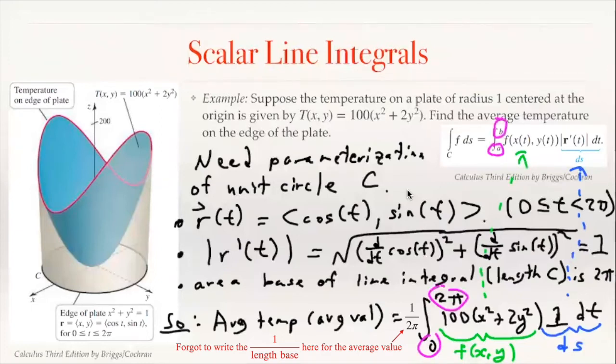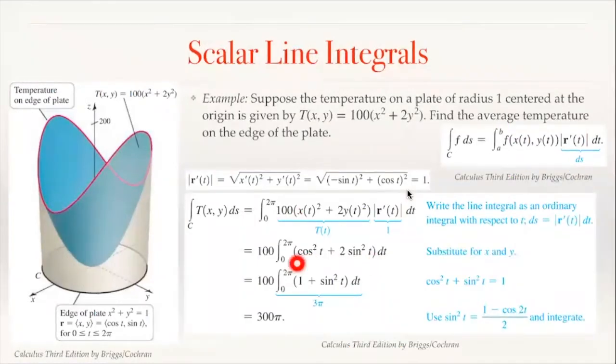Okay, but wait, there's a problem here. We have an x squared and y squared, and we're integrating it dt. So what we need to do is get this into t's only. How do we do that? Well, remember that this is x and this is y in our parameterization. So we just replace x with cosine t and y with sine t, and then we have an integral in terms of t only, dt. Doing that replacement, we wind up with this. And one can then evaluate that and get 300 pi.